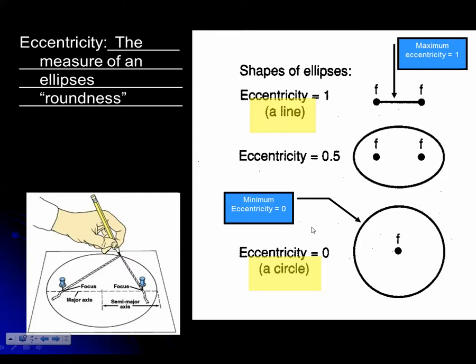So one way I like to remember it is a maximum eccentricity is a straight line, and a straight line is how you draw a 1. And it's just a quick way to remember it. And a 0 is the minimum eccentricity, and it's a circle shape, which is like a 0. Maybe it'll help you.